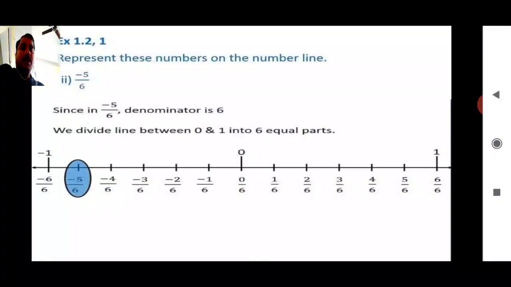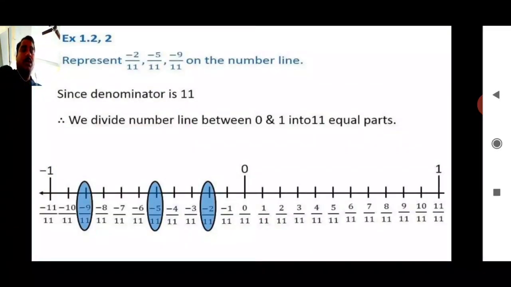Next one, represent minus 5 by 6 on the number line. Here, minus 5 by 6, the denominator is 6, and in minus 5 by 6, p is less than q, so it lies between 0 and minus 1 because it is negative. So we mark 6 equal parts between 0 and minus 1, and the fifth part is minus 5 by 6.